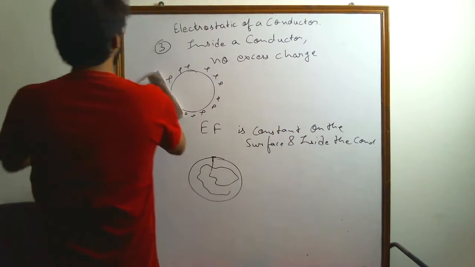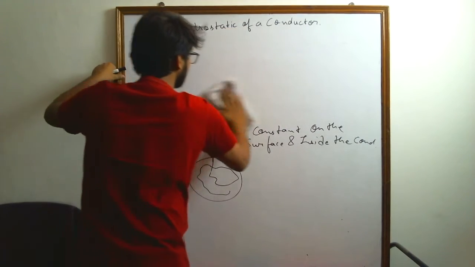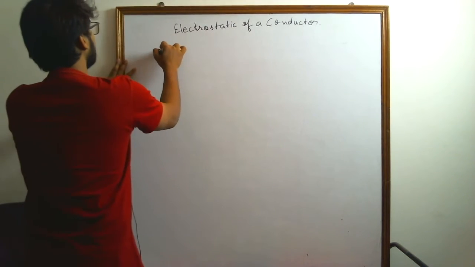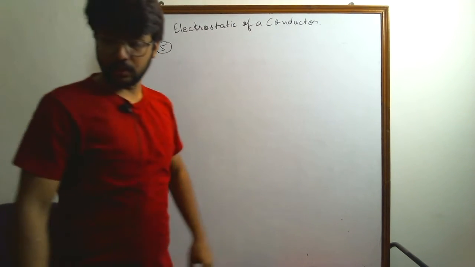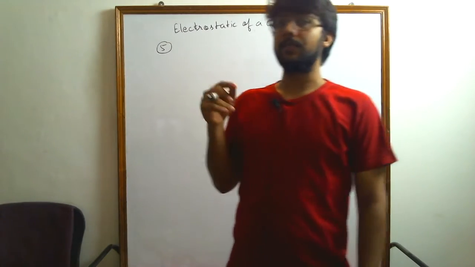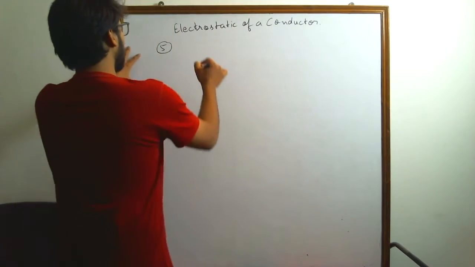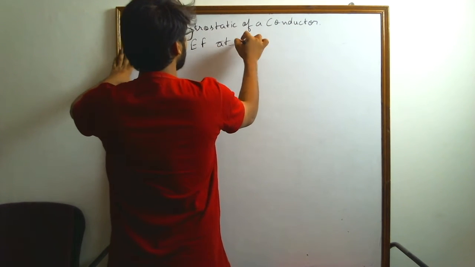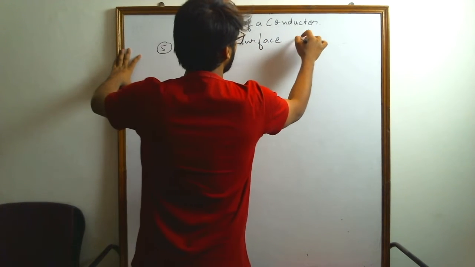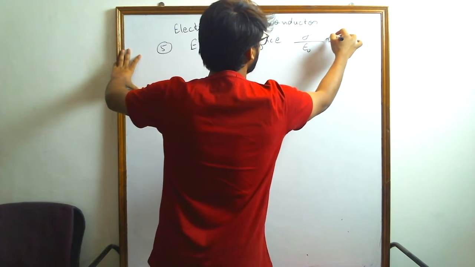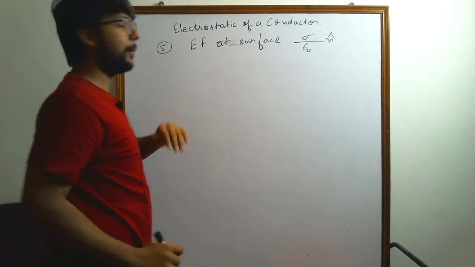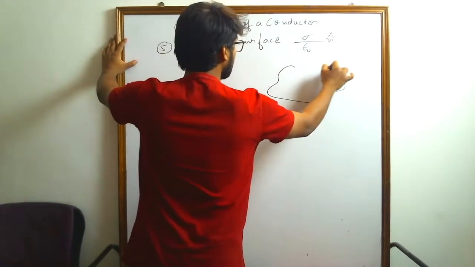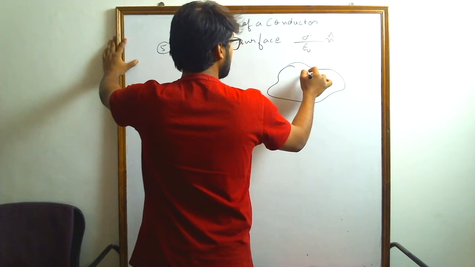Next is very simply an extension of this onto electric potential, which is the electric field at the surface. First of all, the electric field at the surface is sigma upon epsilon naught n cap. n cap stands for the perpendicular. How did we get this? Let's make a conductor like this.